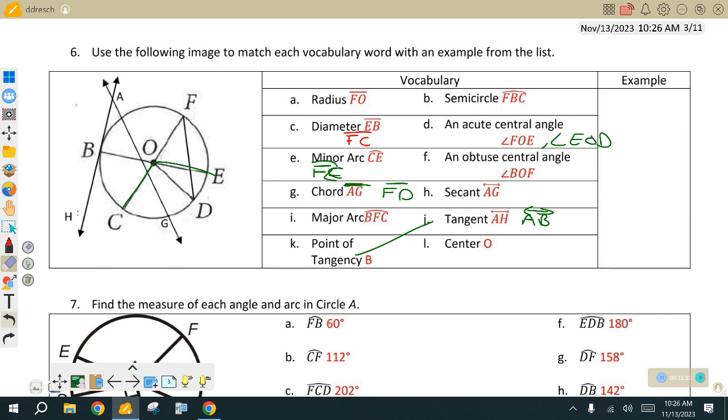Last one there is secant AG. Go find secant AG right here. That's your only option for the secant. A secant is a line, and there's only one line that intersects that circle at 2 points. That's what a secant does. A line intersects the circle at 2 points. There are no other options for a secant.